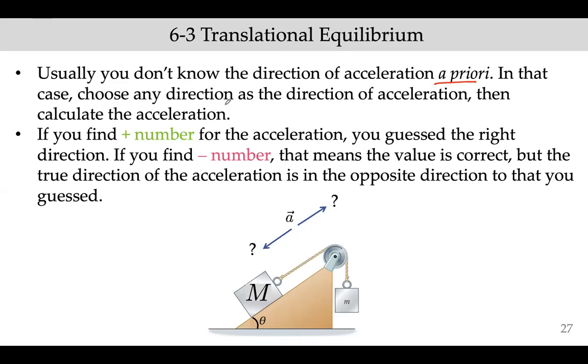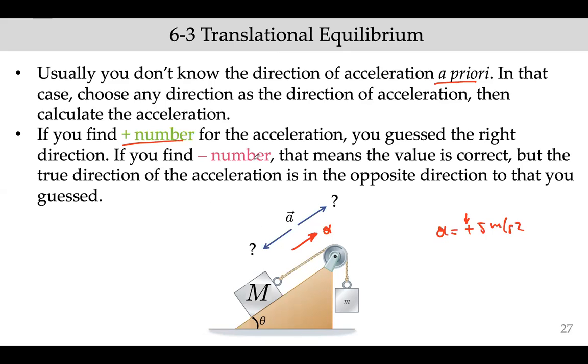Then calculate the acceleration. So you choose any direction. Let's say you can say, okay, I'm going to assume that this is going in this direction. And so do your calculations, find the acceleration. If you find a positive number for the acceleration, you guessed the right direction. So you chose this one, and the acceleration turns out to be, let's say, positive 5 meters per second squared. That means, if this positive sign means, you initially guessed the acceleration in the correct direction.